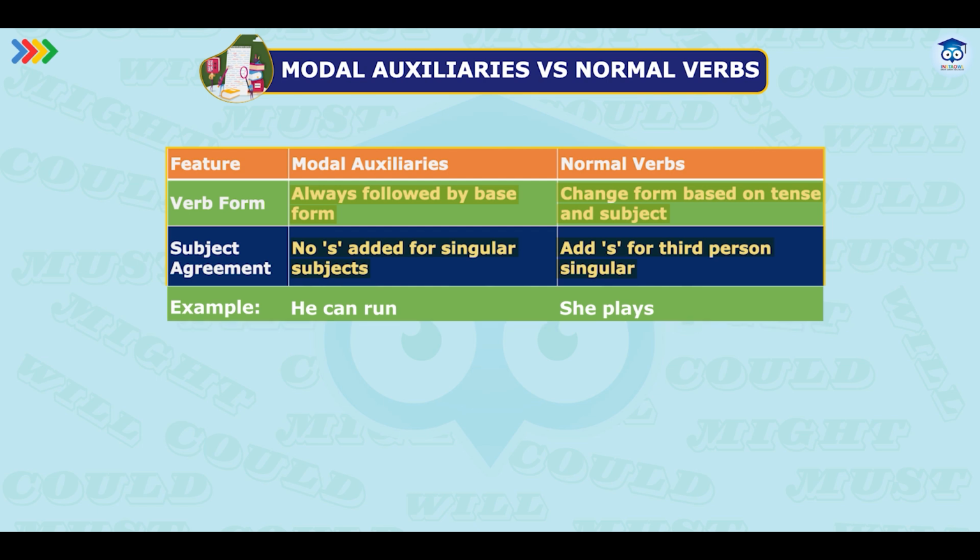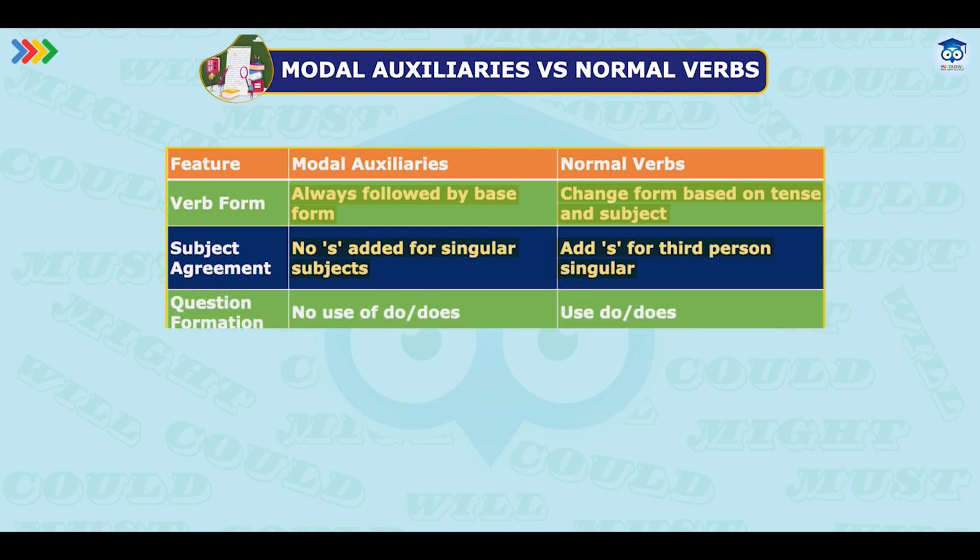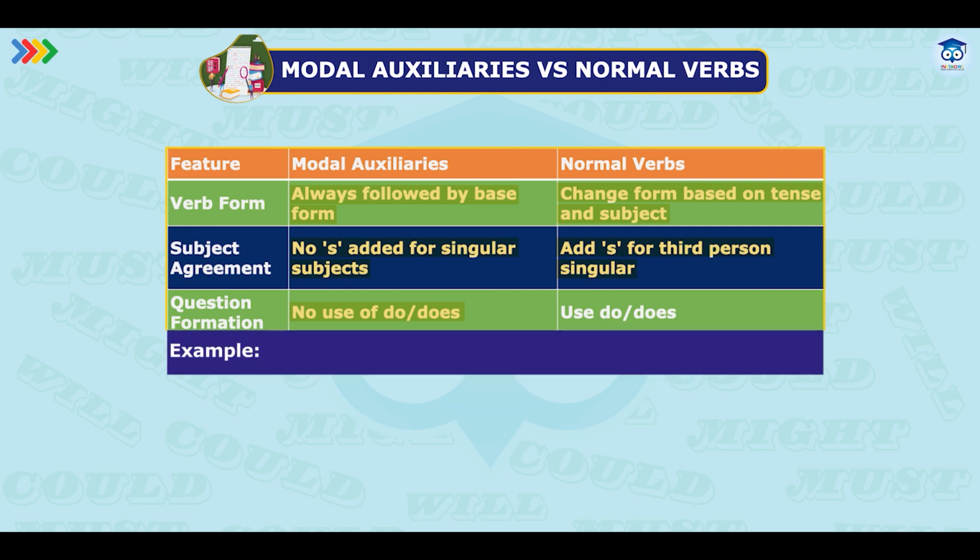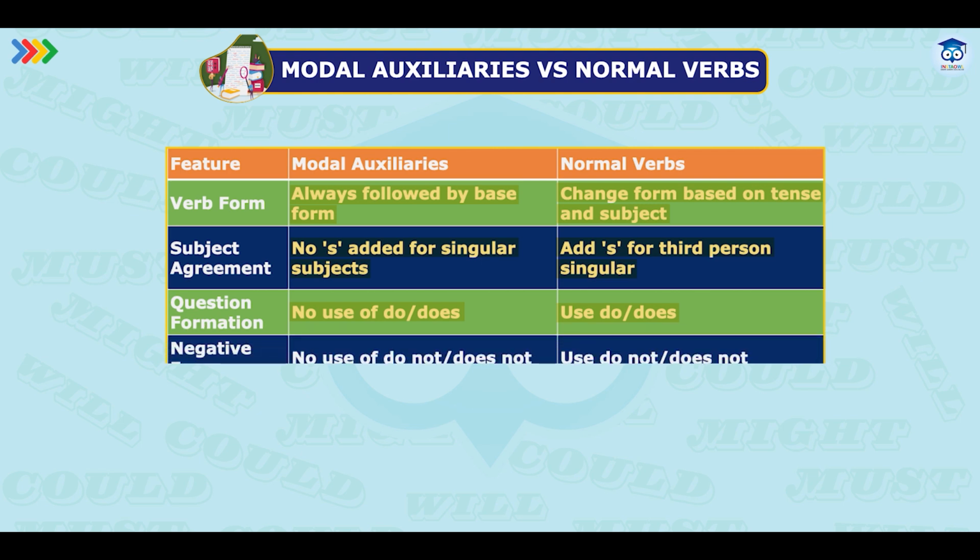This pattern continues in question formation as well. There's no need to use do or does with modals because a modal does not require another helping verb. We can directly ask, can you swim? Whereas for regular verbs, the helping verb becomes necessary. We need do or does to form questions like, do you sing? Or does he work?